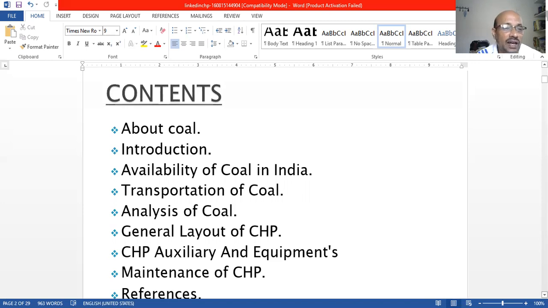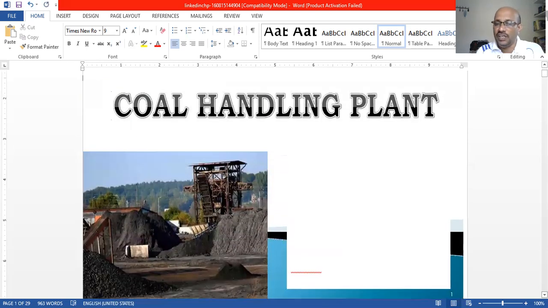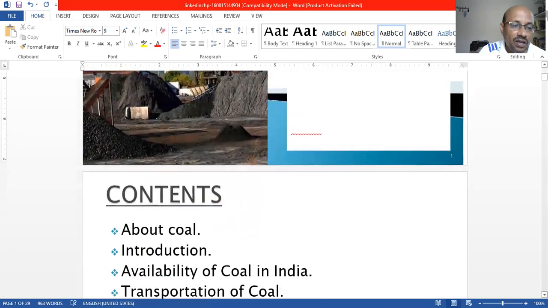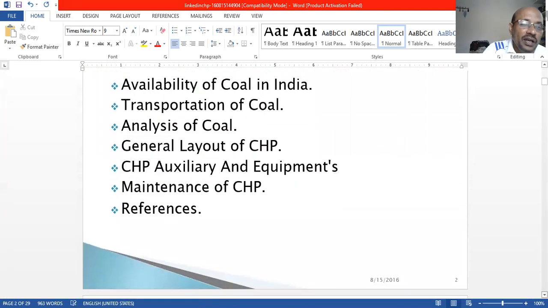Now we will see an introduction about coal, availability of coal in India, transportation of coal, analysis of coal, auxiliary equipment, maintenance of coal handling plants, general layout of coal handling plant, and references. We will see that one by one.